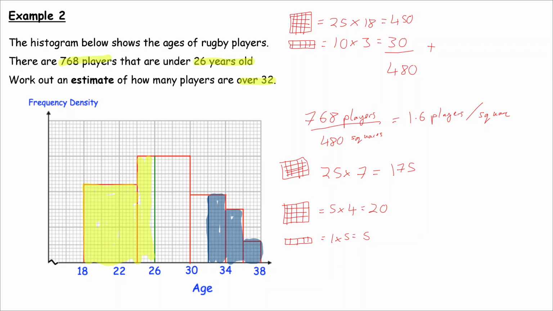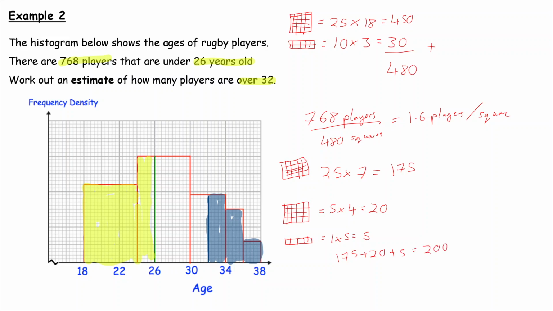Okay, so in total, I'm pretty sure I haven't missed anything out there. I don't think I have. If I have, you can always let me know. But I think that's right. So in total, in this blue part here, I've got 175, add 20, add 5 squares, which is equal to 200 squares.